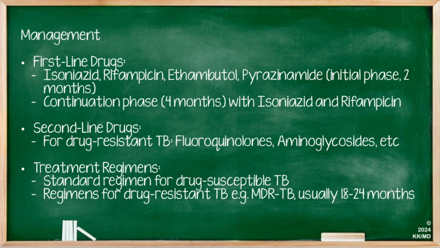The second-line drugs, especially for drug-resistant TB, include fluoroquinolones and aminoglycosides. And the regimen for drug-resistant tuberculosis, such as multi-drug resistant TB, is usually much longer, lasting for anywhere between 18 to 24 months. And of course, you do need to be speaking to and be guided by your local infectious diseases team for appropriate treatment of these cases.